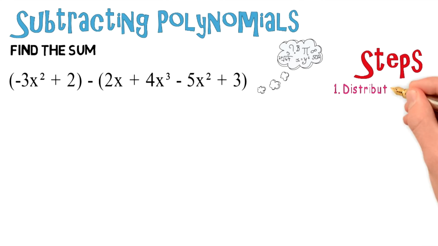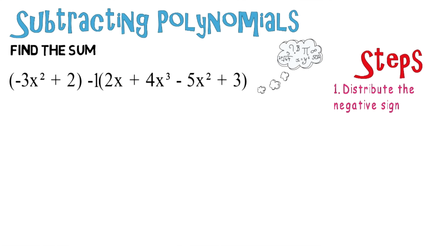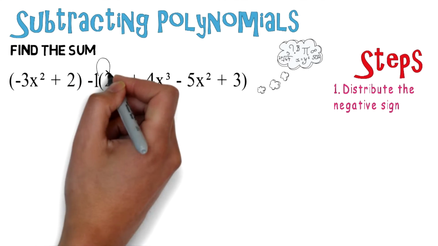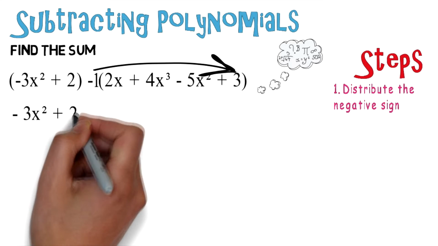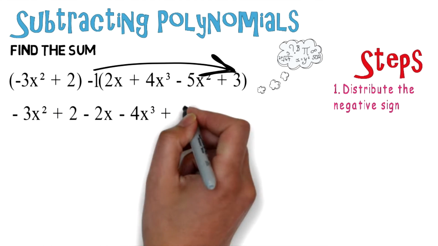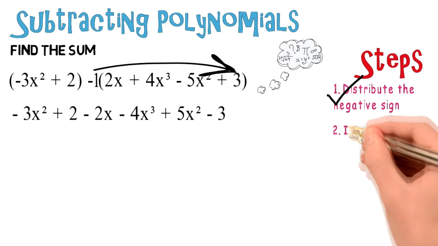along the way. First step is to distribute the negative sign. So even though this is a subtraction problem, you should look at it as distributing a negative 1 to each term, which is the same thing as multiplying negative 1 to each term. So it's negative 1 times 2x, negative 1 times 4x to the third power, times negative 5x squared, and times positive 3. You wind up getting negative 3x squared plus 2 minus 2x minus 4x to the third power plus 5x squared minus 3. So we can check off the first step and move on to the second step.